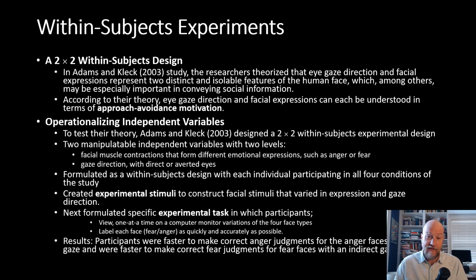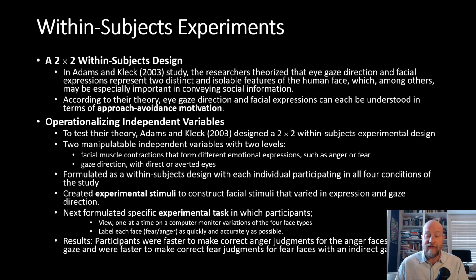So we're going to utilize the Adams and Kleck study we've been talking about as an example of a 2x2 within subjects design. Remember that we call it a 2x2 because there are two independent variables, and in this case they each have two levels. If there were three levels of one of them, we'd call it a 2x3. This example I know can throw you a little bit because it's a 2x2, but we can interpret it to understand a little bit about the design just based upon that simple formula.